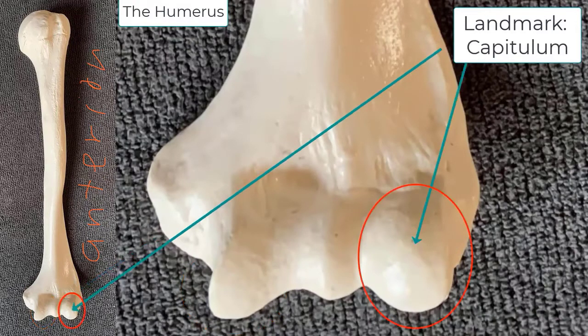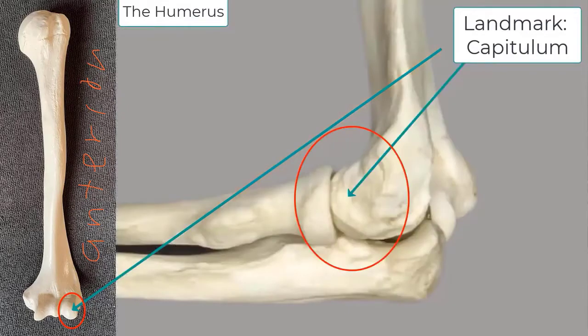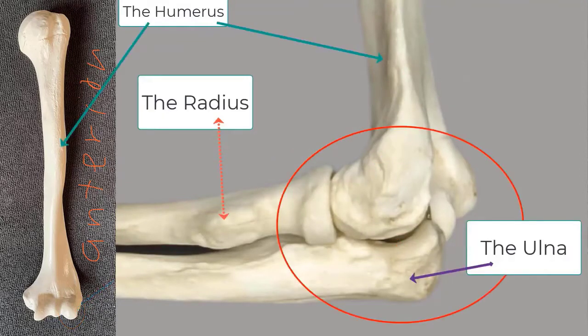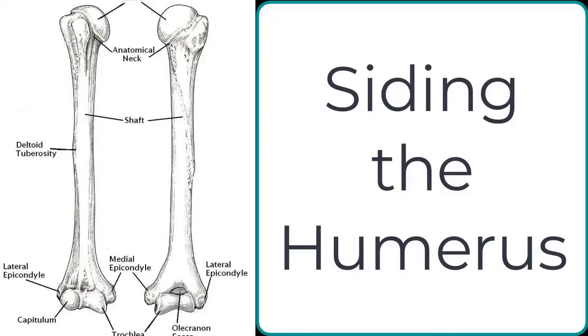So the capitulum on the anterior distal end of the humerus is an important landmark because it articulates with the head of the radius. And so together with the humerus, the radius, and the ulna, this forms your elbow joint. Now I'm going to give you a demonstration on how to side the humerus.